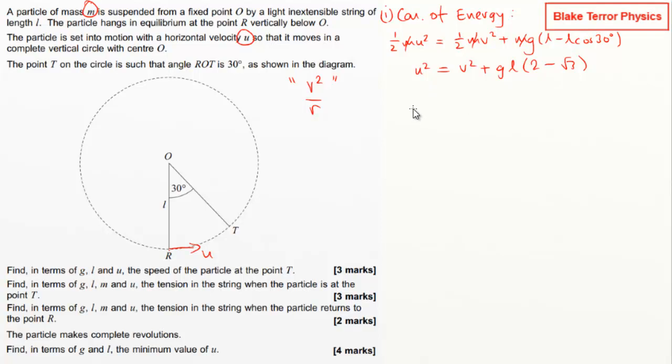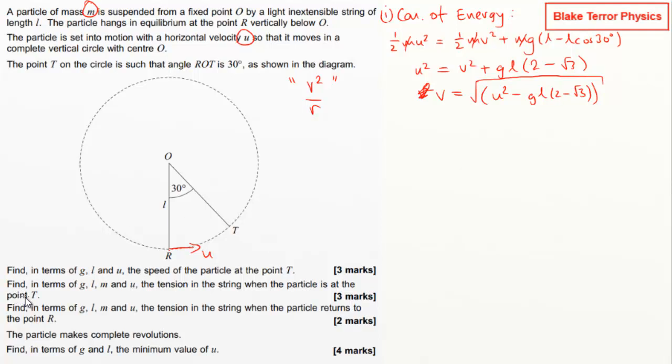And what are we trying to get? We're trying to get the speed. So we want v. Actually, let's just go straight for v rather than rearranging it to v squared, because it's not much of a rearrange, is it? u squared minus gL times 2 minus root 3, and the square root of all of that. So that's our v. So that was actually nothing to do with circular motion, really. It's just one of our conservation of energy questions, relatively straightforward.